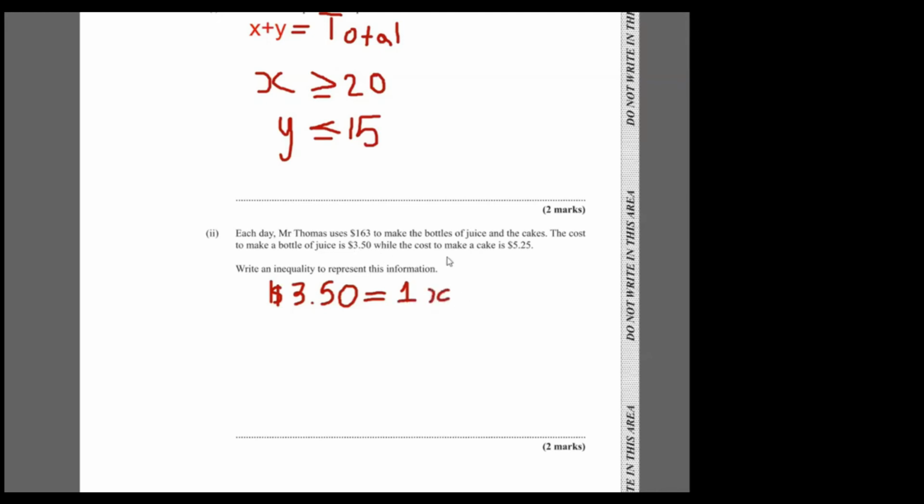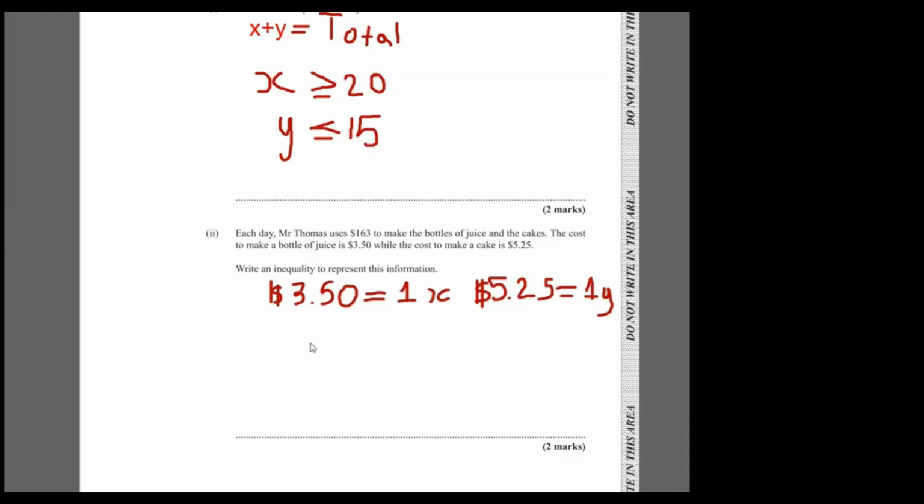All right, and then while the cost to make one cake is $5.25, so it's a lot more expensive to make a cake. All right, $5.25. If this is USD, this is a lot of money to make one cake. $5.25 to make one Y. Now let's go back to the top. At the top it says each day he spends $163 to make bottles of juice and cakes.